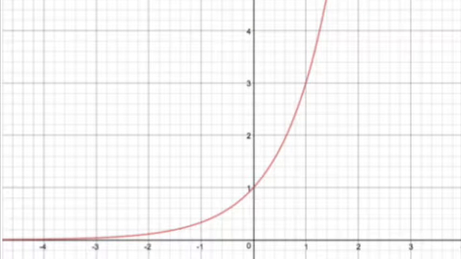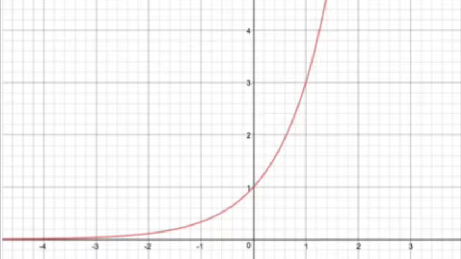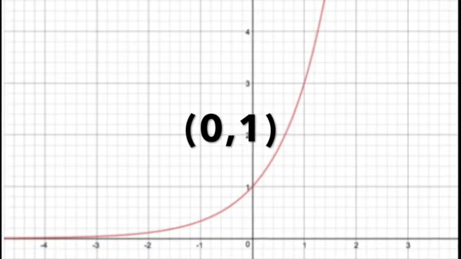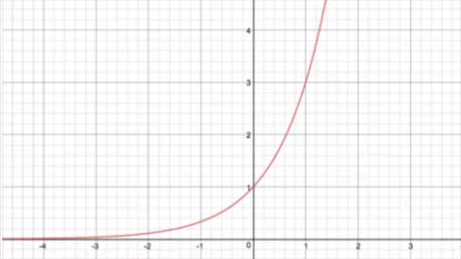Y represents the amount of neutrons in the explosion, and X represents the chain reaction during the explosion. This means that for every neutron released during the explosion, there will be 3 times a nuclear reaction. Its reference point is 0,1. Its domain is from negative infinity to positive infinity, and its range is from 0 to positive infinity.